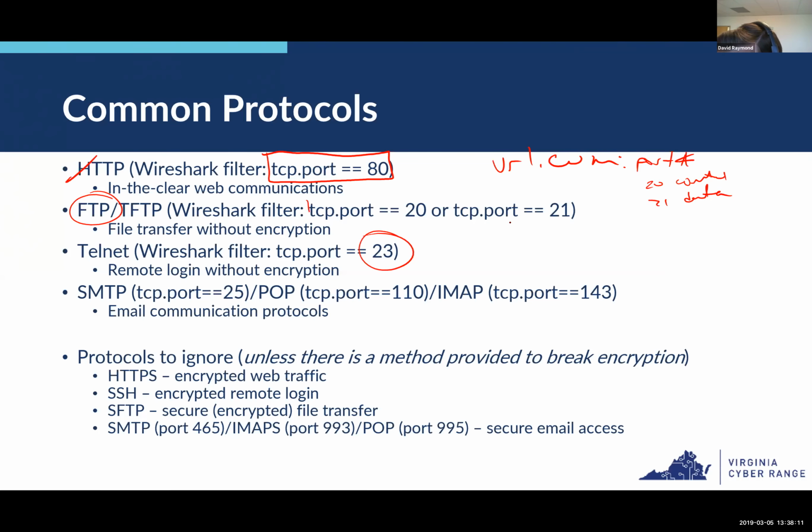I want to see packets that are on tcp.port = 20 or tcp.port = 21.